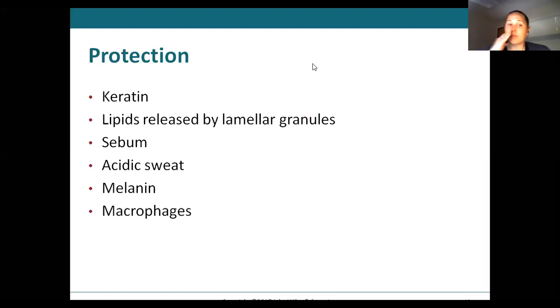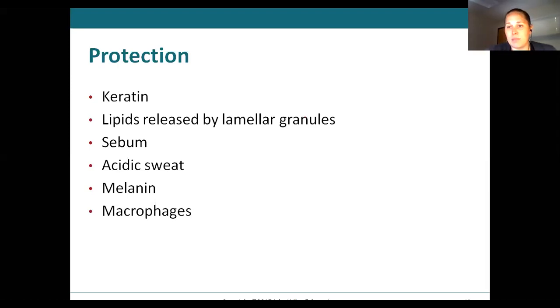Okay, so in terms of protection, again, the outside layers of the skin, you've got the production of keratin, lipids released by lamellar granules. We saw the presence of those lamellar granules in the deeper layers of the epidermis. Those lamellar granules are going to produce a waxy substance, a waterproof coat on the outside of the skin. And then next you have sebum.